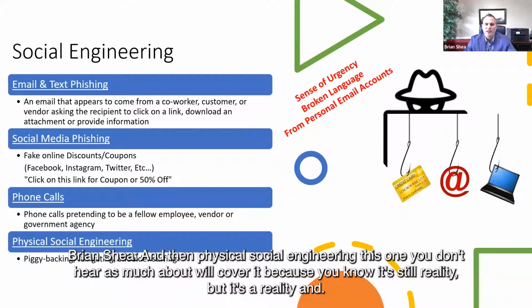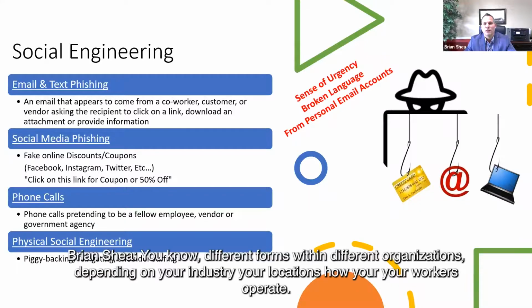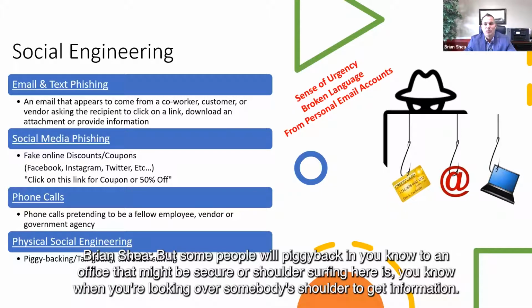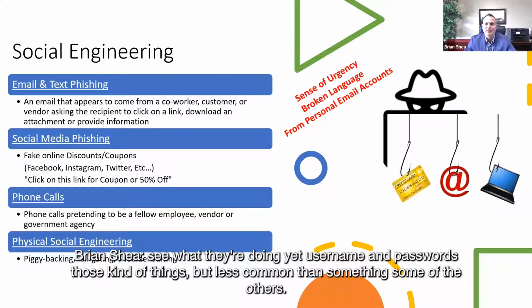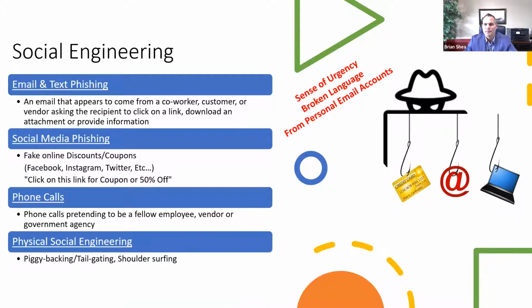And then physical social engineering. This one you don't hear as much about. We'll cover it because it's still a reality, in different forms within different organizations, depending on your industry, your locations, how your workers operate. Some people will piggyback into an office that might be secure, or shoulder surfing, which is when you're looking over somebody's shoulder to get information, see what they're doing, get usernames and passwords. Less common than some of the others.